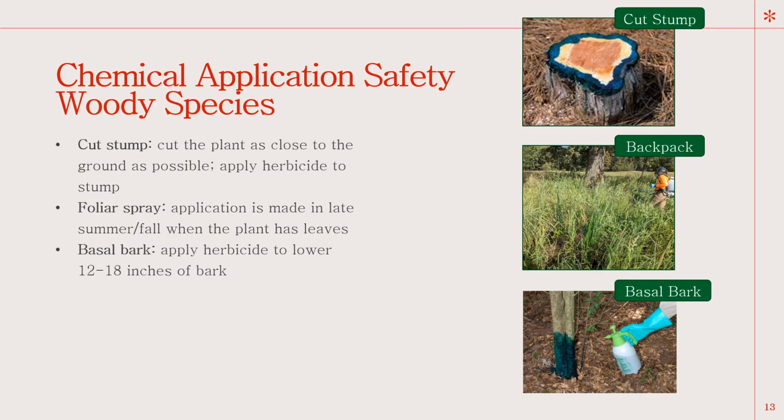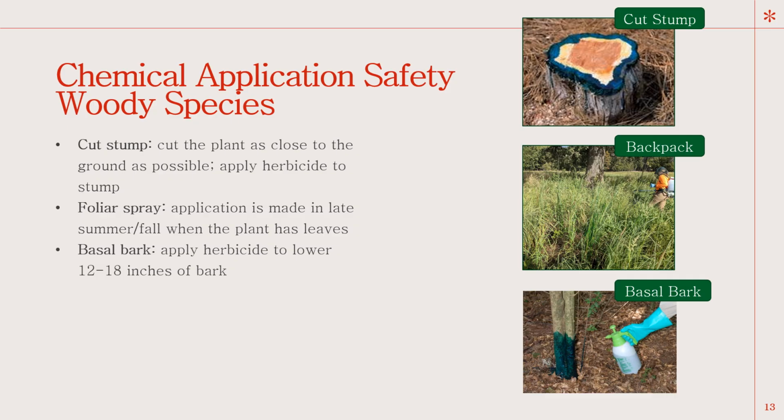So we're going to talk a little bit about techniques for applying chemicals to woody species. There are 3 common techniques that are used. The most common one is going to be your cut stump. For this, you want to cut the woody species as close to the ground as possible, ideally lower than 12 inches, and then apply that herbicide to the cut surface.